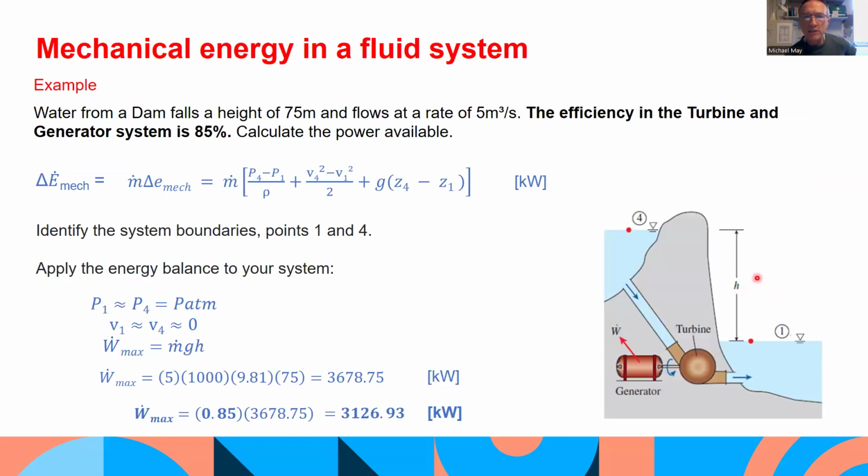If we go back to one of the questions that we did earlier on, we've got an upper lake and a lower lake, and we wanted to see how much energy was available in this system, and we worked it out to be 3678.75 kilowatts. But the whole system has an efficiency of 85%. So we multiply 0.85 by this value over here, and we find out that of that 3678.75 kilowatts, we can actually get 3126.93 kilowatts out of it because of the efficiency.